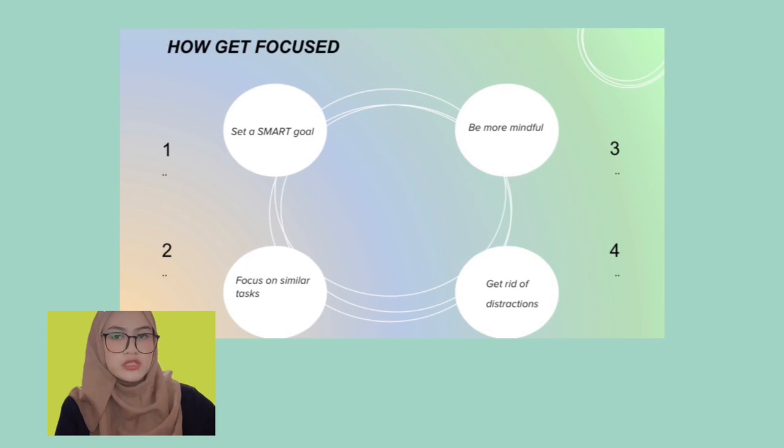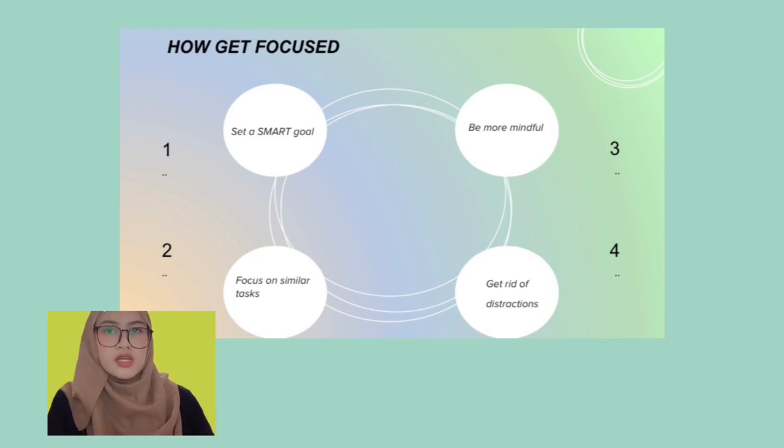For how to get focus, firstly, set a SMART goal. SMART stands for specific, measurable, achievable, relevant, and timely. And secondly, focus on similar tasks. Tired of jumping from one type of thinking to another? Then pick tasks that are similar, group them together, and do one at a time. This makes the transition smoother, and you may find that you get a lot more done by not jumping from one type of task to another.